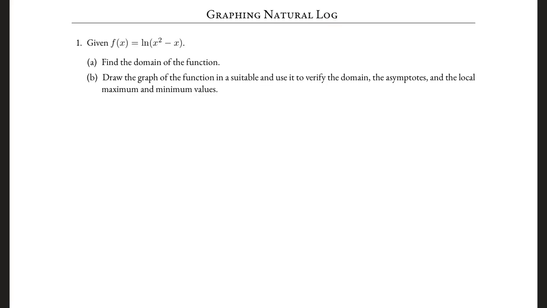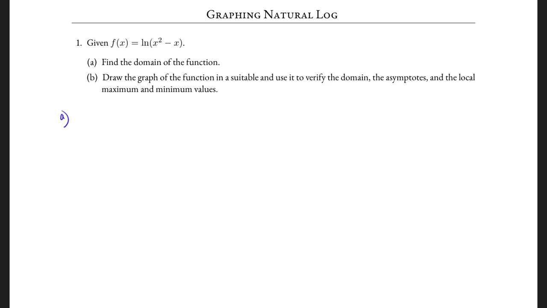Graphing natural log, given f of x equals ln of x squared minus x. Part A, find the domain of the function. The domain of the function is a set of x inputs such that f of x makes sense. Whatever x is, f of x needs to produce a real number.